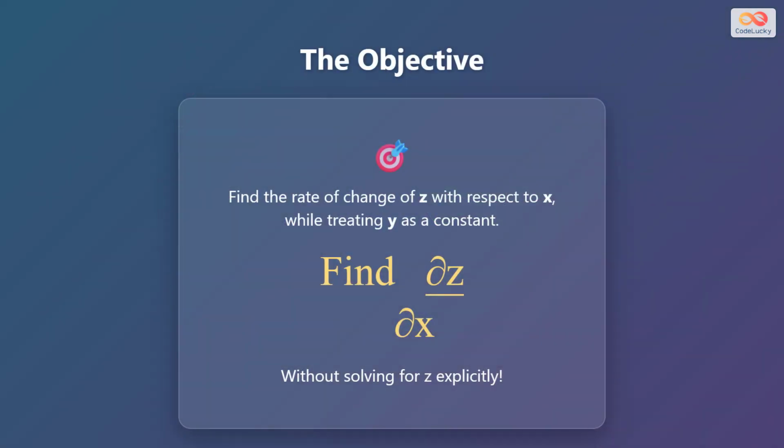Our goal is to find the partial derivative of z with respect to x. This value represents the slope of the surface in the x direction. Crucially, when we calculate this partial derivative, we must treat y as a constant value.